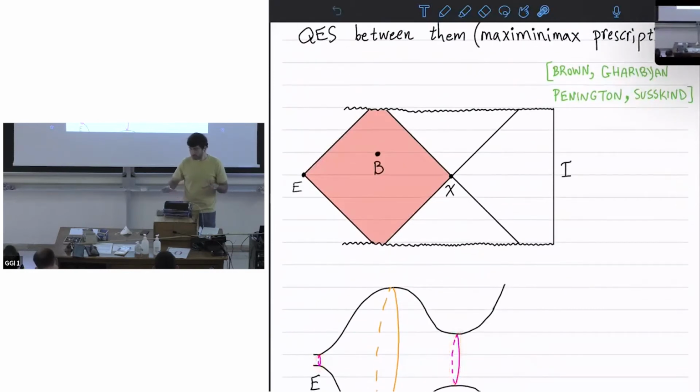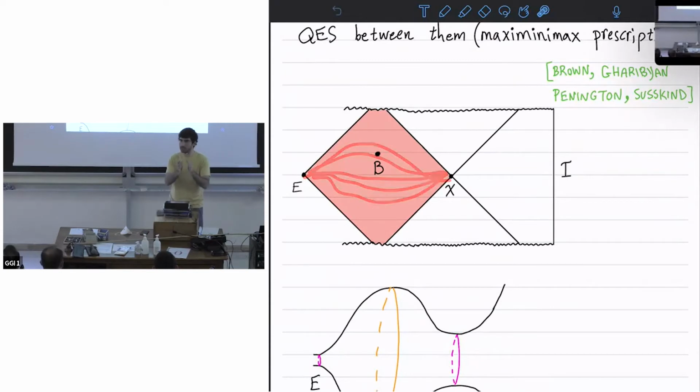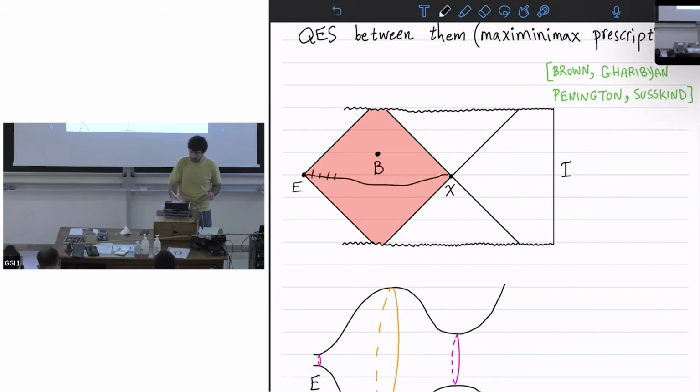And the prescription is to take this red wedge, the region in between them, and divide it up into all Cauchy slices. Within each Cauchy slice, consider all possible foliations. So I have one Cauchy slice and I'm foliating it from E to chi. Within that foliation, pick the maximum generalized entropy slice, minimize that over the various choices of foliation you had, and then maximize that over various choices of Cauchy slices.